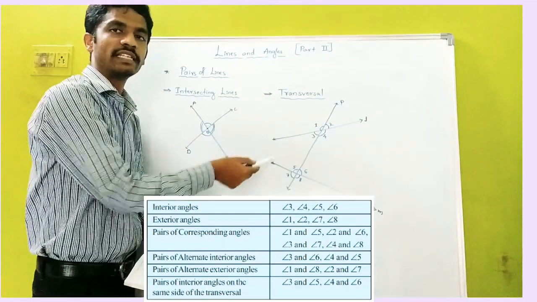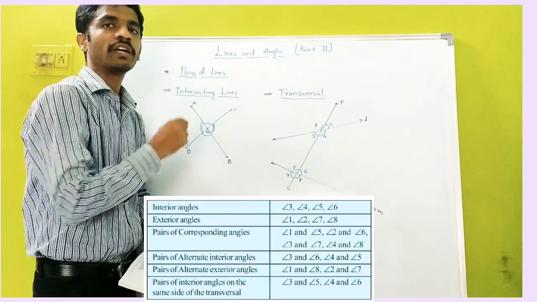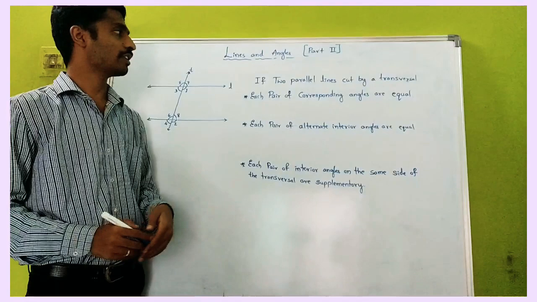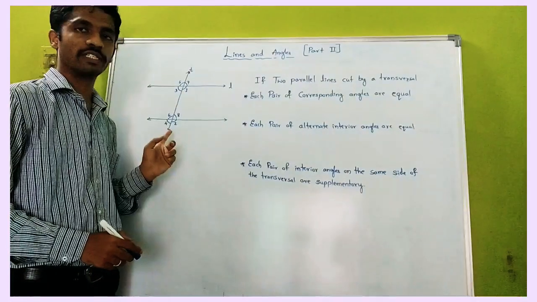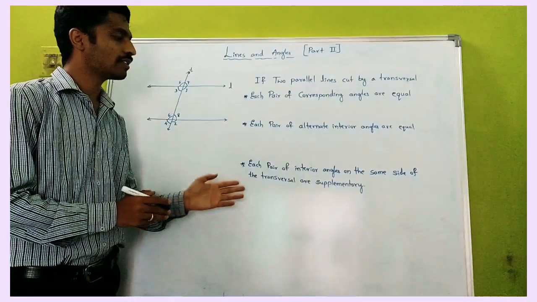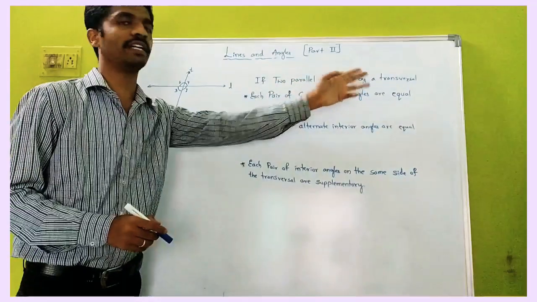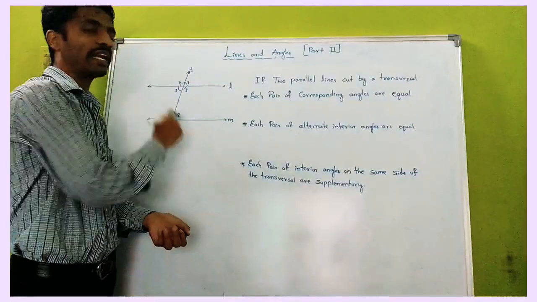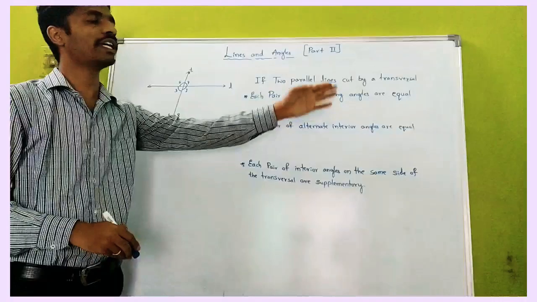So applying these angles to parallel lines, what will we get, which will be equal, and which will give us supplementary? Let's see. A very important concept: if two parallel lines are cut by a transversal, then we will get some equal angles as well as sums of two angles. So first, L and M are two parallel lines cut by a transversal, then each pair of corresponding angles are equal.